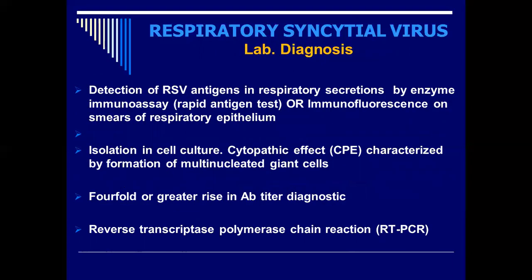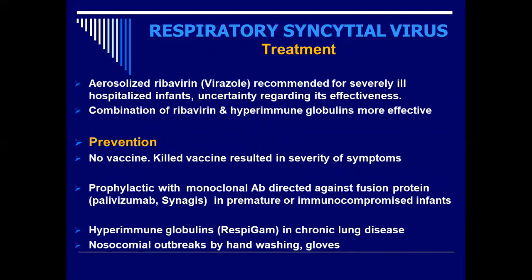For the lab diagnosis, again, you see detection of antigen in the respiratory system by ELISA and immunofluorescent assay, a smear of the respiratory epithelium, and isolation in cell cultures, where we can see the cytopathic effect by formation of multinucleate giant cells on the tissues. Again, we can go for four-fold antibody titers, and we have the RT-PCR. PCR is again sensitive and highly specific. That was all about the respiratory syncytial virus.